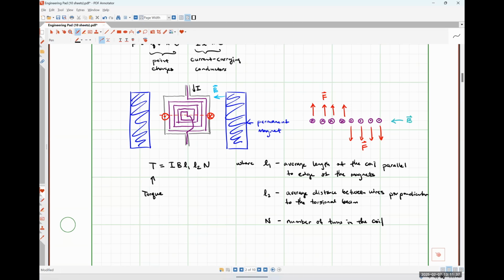Another way to get actuation with magnetic actuators would be to rely on magnetic attraction and repulsion, right? Yes, the average distance between the little sections of the coil. Yes, that's L2. Okay.